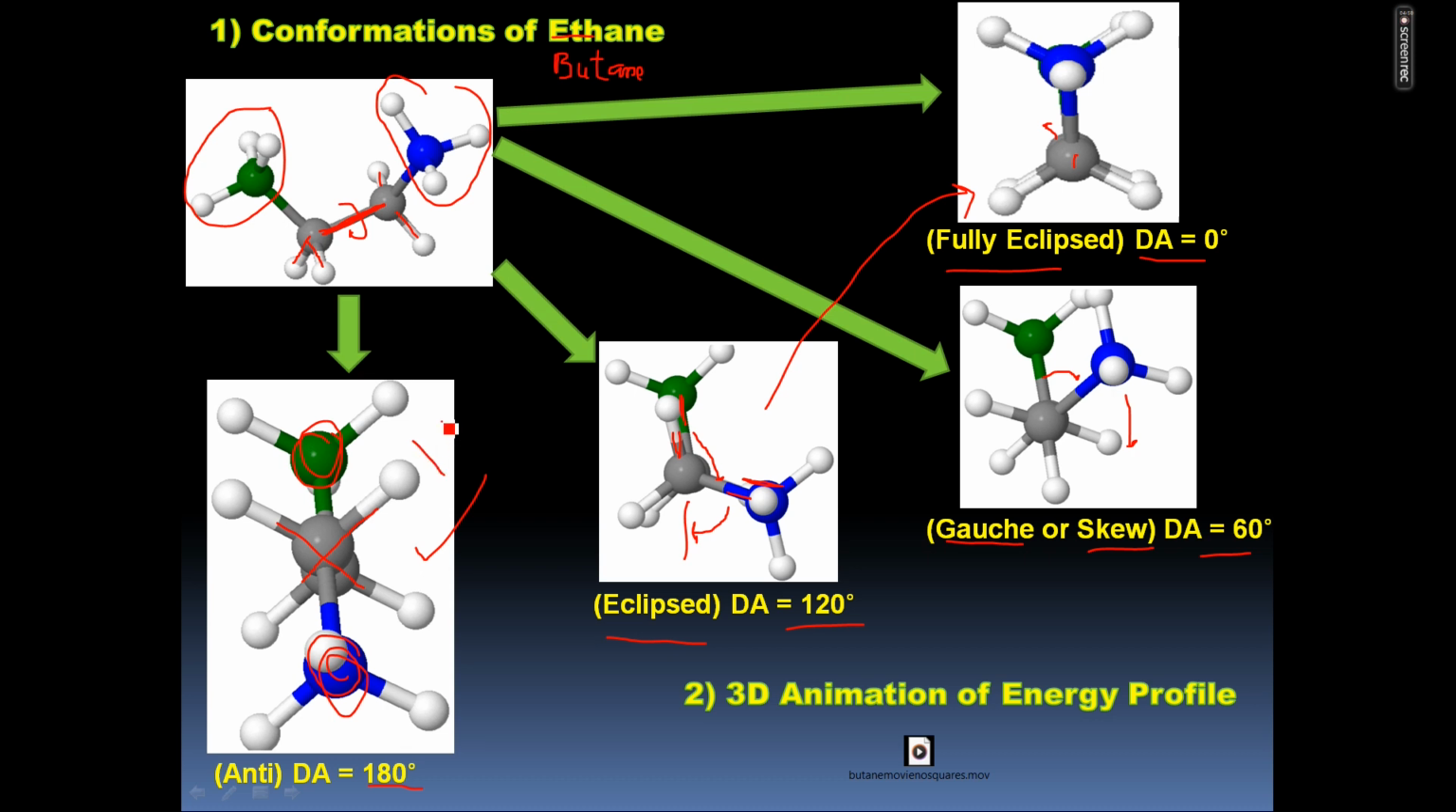If we take this as 1, this stability is followed by the gauche or skew conformation, then this is the third, and finally this is the least stable. This is the order of stability. Now I'm going to show you all these by 3D animation, so that will help you in better understanding. Fine.